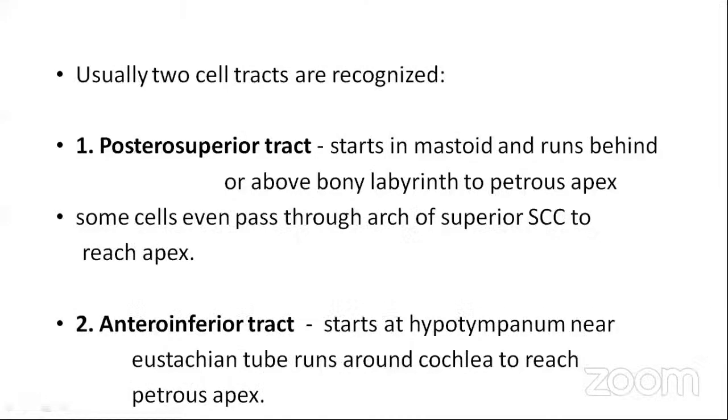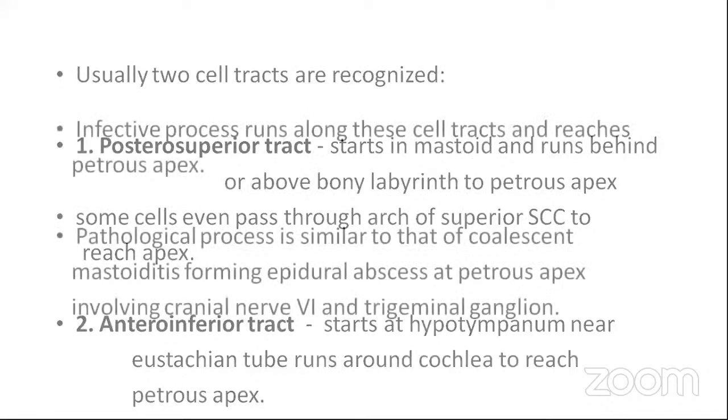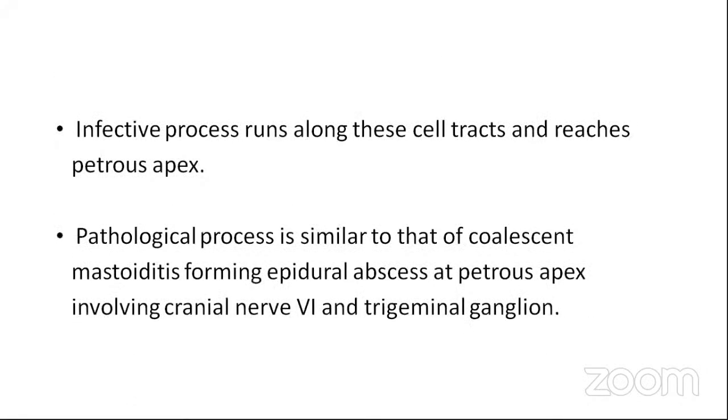Usually, two cell tracts are recognized: the posterior-superior tract and the antero-inferior tract. The posterior-superior tract starts in the mastoid and runs behind or above the bony labyrinth to the petrous apex, and some cells even pass through the arch of the superior semicircular canal to reach the apex. The antero-inferior tract starts with the hypotympanum near the eustachian tube and then runs around the cochlea to reach the petrous apex. So one goes below, one goes above. The infective process runs along these cell tracts and reaches the petrous apex.